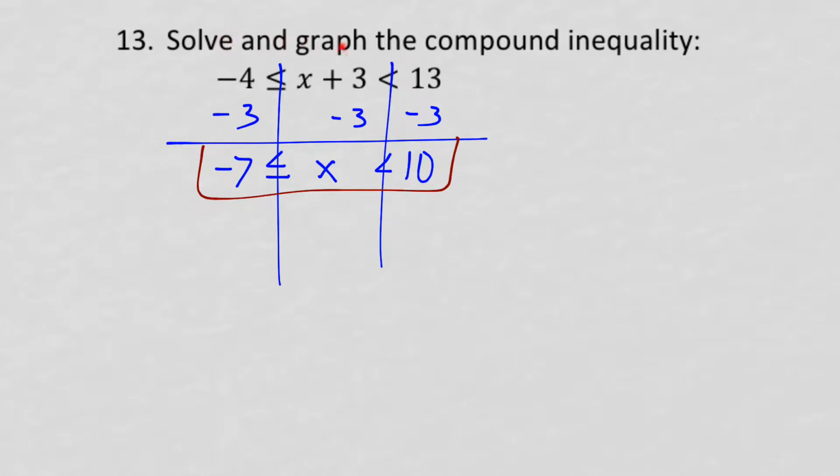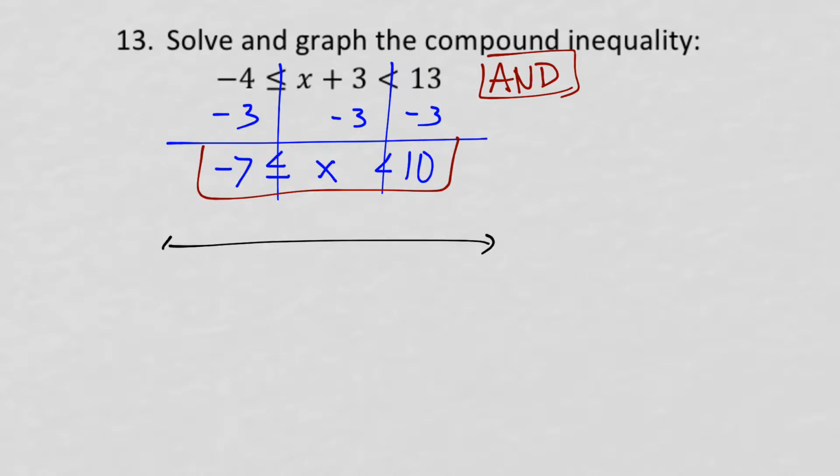Now it does say solve and graph, so we're going to graph this. This is what we call an AND inequality. I know because it looks like there's an x in between two other numbers. That always represents an AND inequality. So I'm going to graph it. The easy way to graph this is to just make a number line. Find the two numbers that you're looking for, basically your limits, which is negative 7 and 10. So negative 7 on the left, 10 on the right. There's a bunch of numbers in between them, but they're not important to this situation. All we care about is those two.